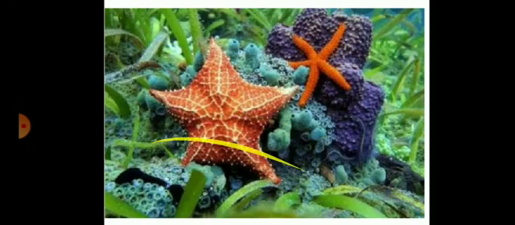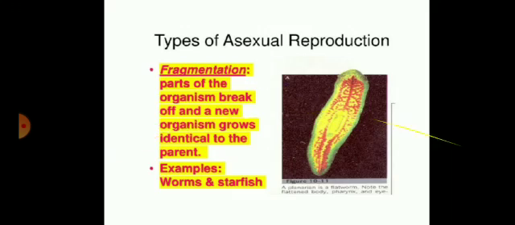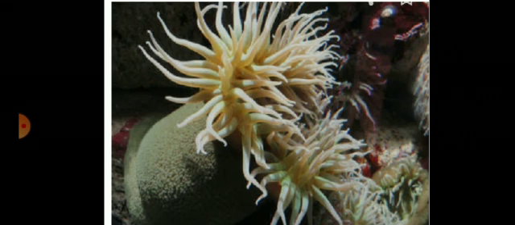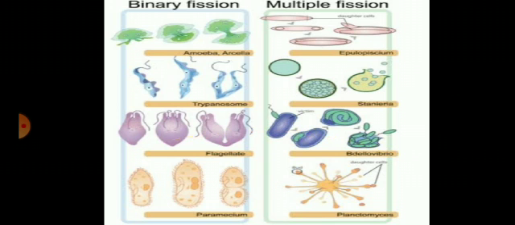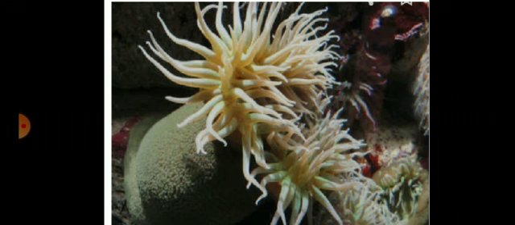So in this lesson, we learned types of asexual reproduction: fission, budding, fragmentation, spore formation. What is the meaning of fission? In this method, an organism splits itself into two parts. Example, flatworms, sea anemones and sea cucumbers.